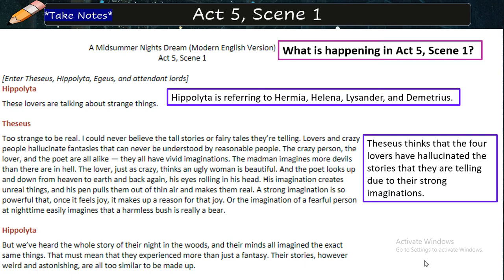Hippolyta, however, says, but we've heard the whole story of their night in the woods, and their minds all imagine the exact same things. That must mean that they experienced more than just a fantasy. Their stories, however weird and astonishing, are all too similar to be made up. And so, how does Hippolyta feel about the lover stories? Take a moment and jot down this.